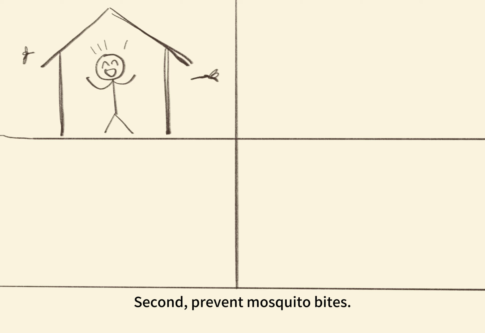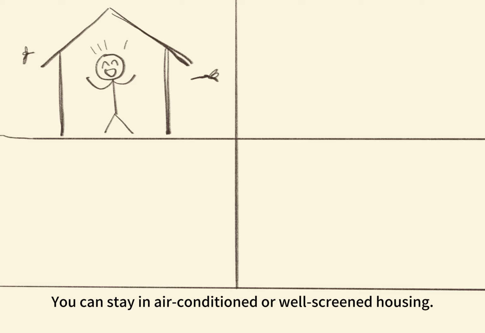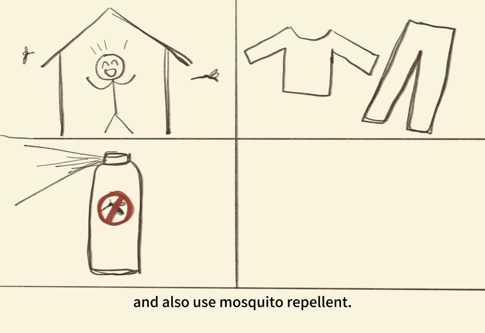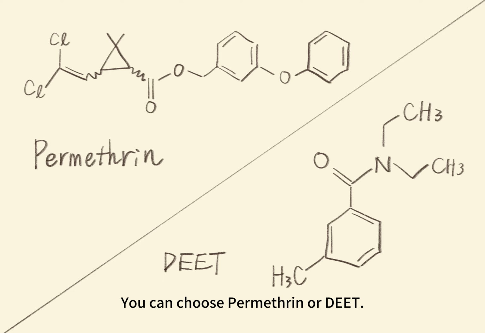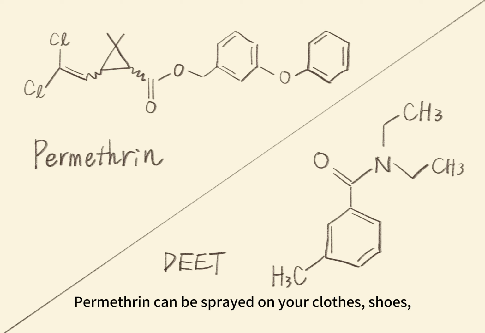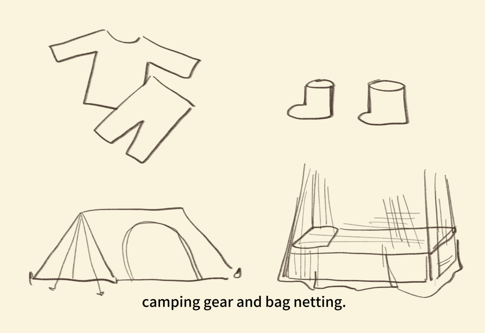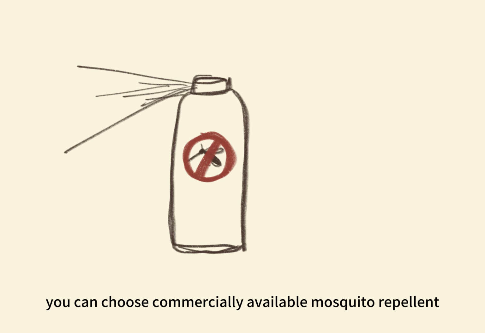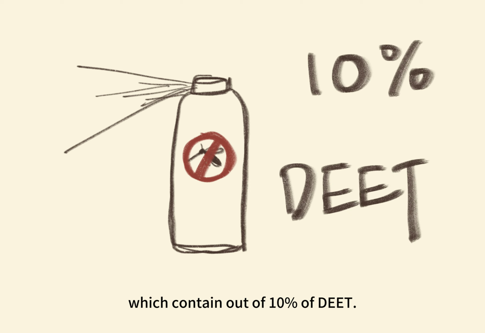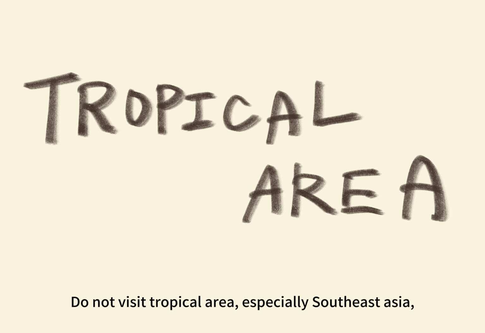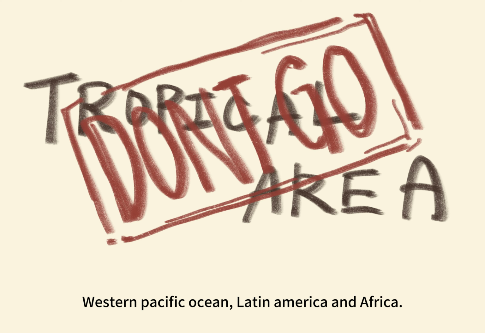Second, prevent mosquito bites. You can stay in air-conditioned or well-screened housing, wear protective clothes, and also use mosquito repellent. You can choose permethrin or DEET. Permethrin can be sprayed on your clothes, shoes, camping gear, and bed netting. As for DEET, you can choose commercially available mosquito repellent which contains at least 10% DEET. The last one, do not visit tropical areas, especially Southeast Asia, Western Pacific Ocean, Latin America, and Africa.